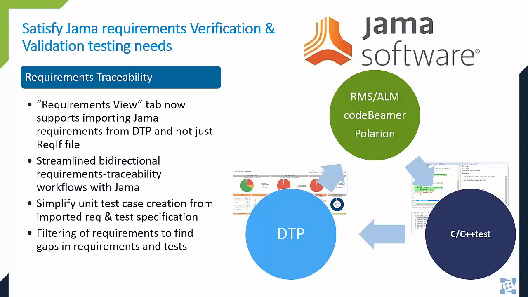The development team has also improved the Jama integration. The workflow between Jama, DTP, and C/C++test has been enhanced. Jama requirements can be imported into the C/C++test requirements view from ReqIF files or directly from Parasoft DTP, which is where the bidirectional synchronization happens. As a result, users can browse Jama requirements and test specifications directly in C/C++test. They can also then analyze these requirement artifacts and create unit test cases that satisfy them without having to leave the IDE.